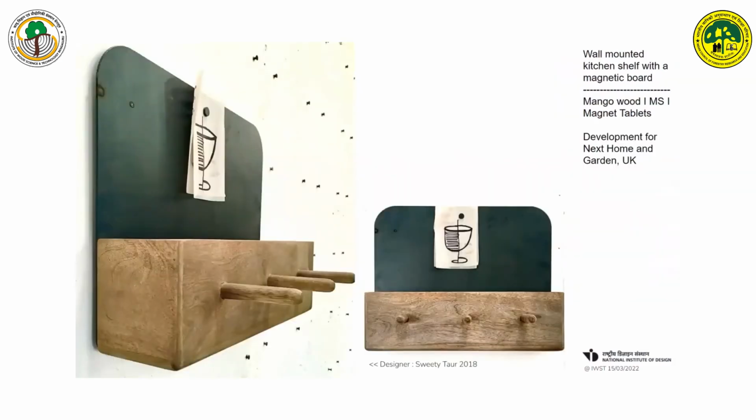This is another set of developments for Next Home, which is a brand based in the UK, where these are kitchen organizers. So it's a good example of a combination of materials. There's a magnetic board and there's a wood shelf, because to add a little bit of an earthy touch, this mix and match of materials is desired. Next.